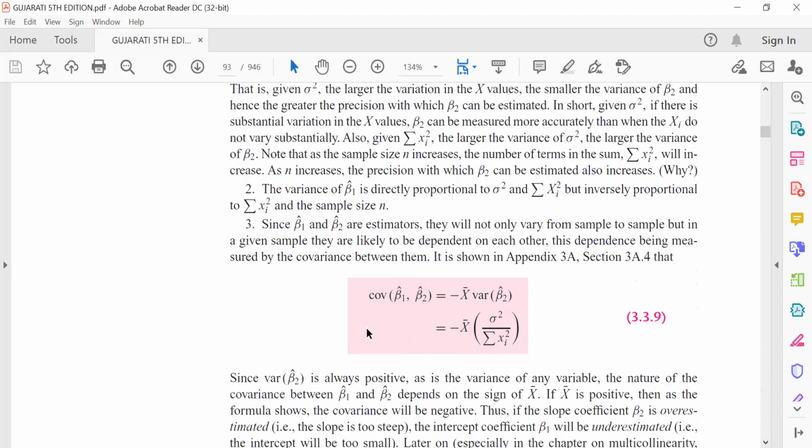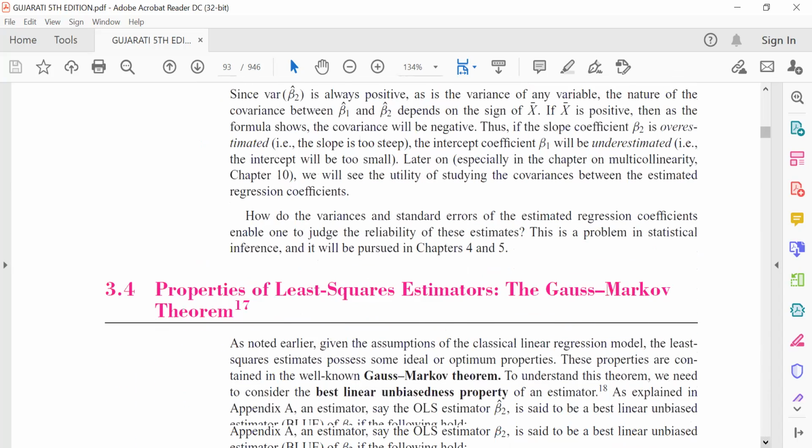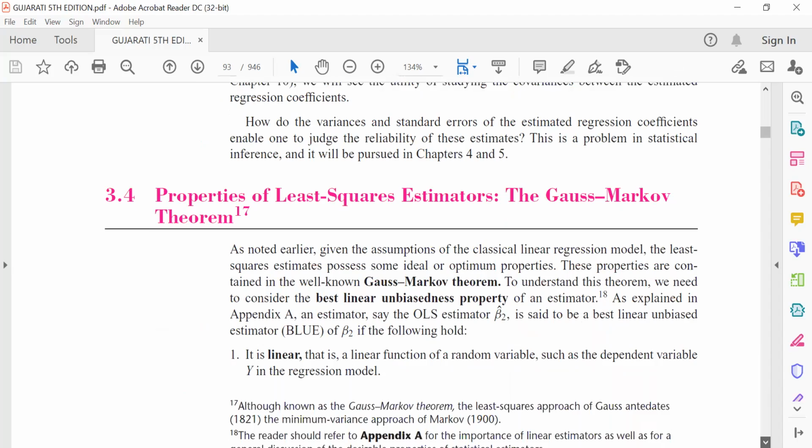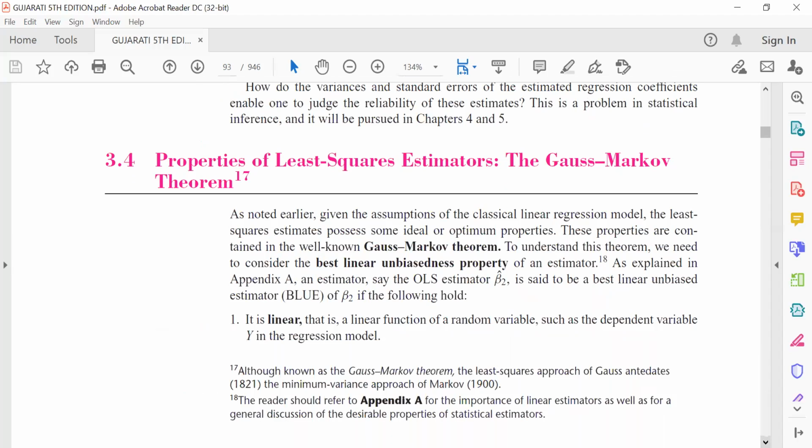This one covariant, beta 1, beta 2. The relationship between beta 1 and beta 2. Okay, we discussed the Gauss-Markov theorem.